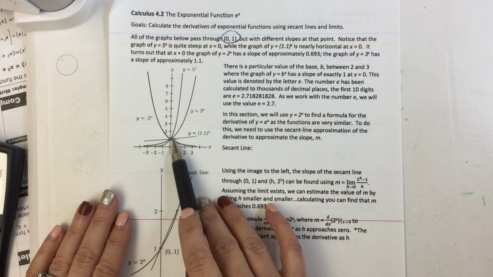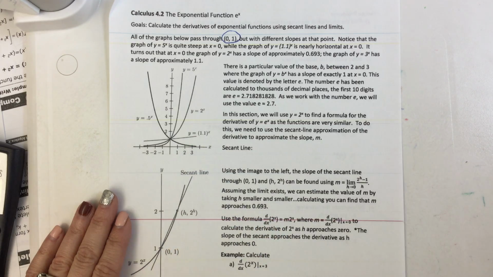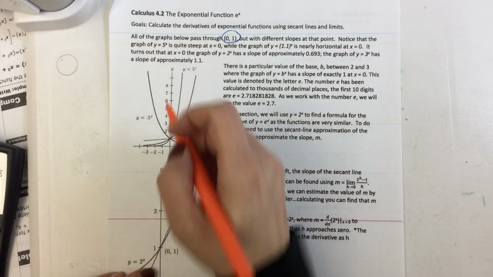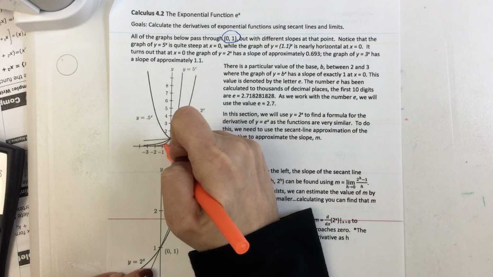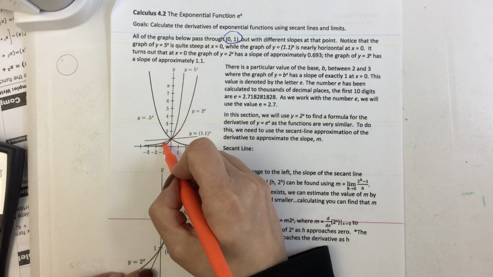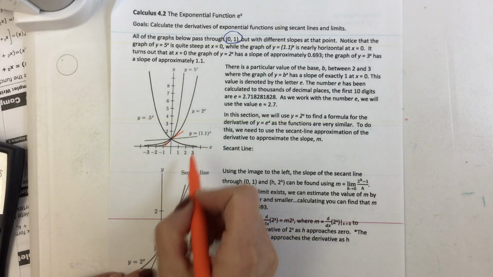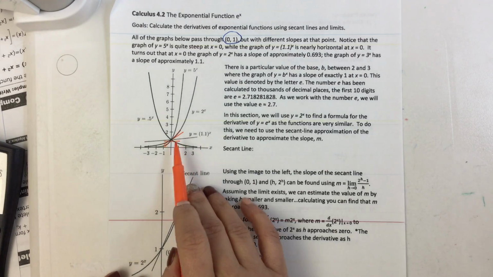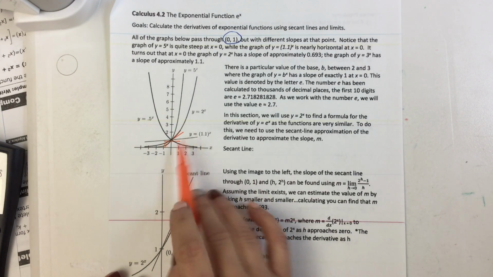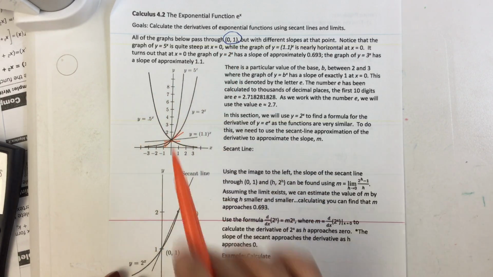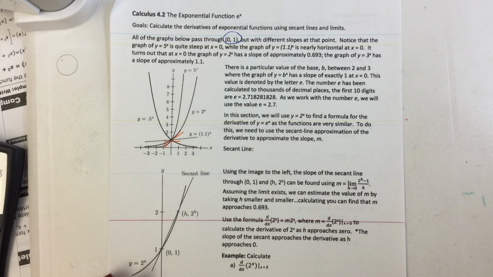Now what happens though is every single slope is different. If I look at 5 to the power of x, it has a pretty steep slope at that point. If I look at 2 to the power of x, it still has a positive slope but not as steep. 1.1, that's almost horizontal. So all of these different curves have a different slope at the point 0, 1. Because of that, they were able to figure out a formula to find a derivative for an exponential function.